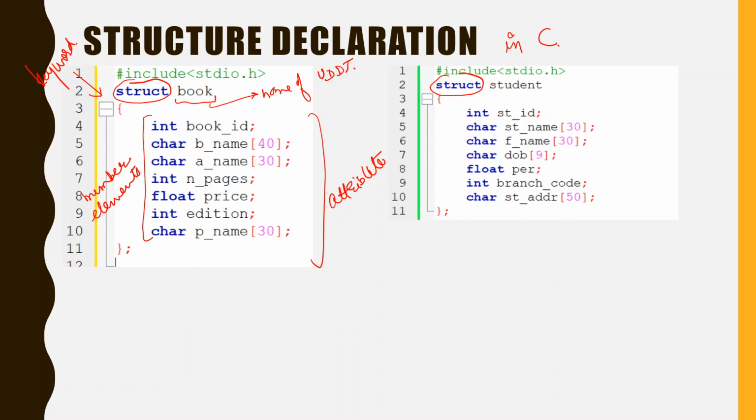So you can see here a book ID, which can be an integer, then a book name, and an author name. We have assumed that the book name would be 40 characters, and the author name 30 characters. N pages is the number of pages, taken as an integer. Then a price, which is taken as float. Edition is also information, taken as an integer, like 1, 2, 3, whichever the edition is. Then we also have a character array p name, which is the publisher name.